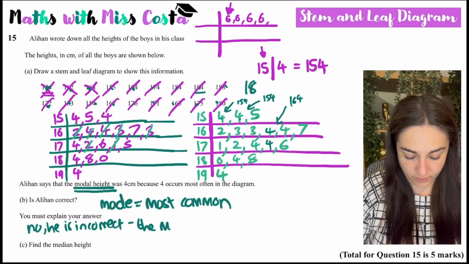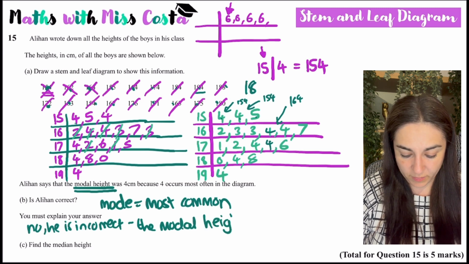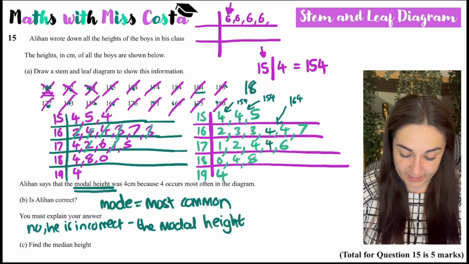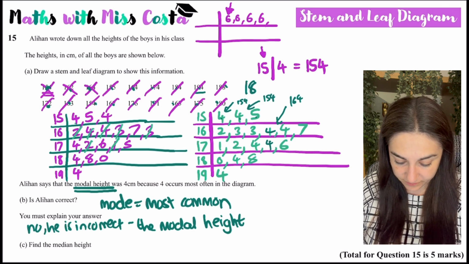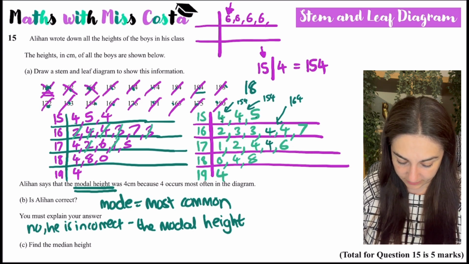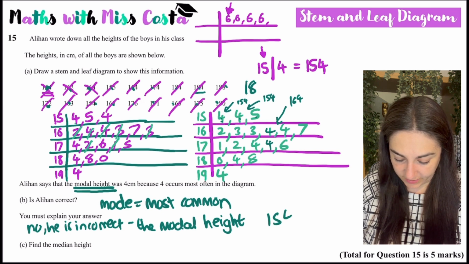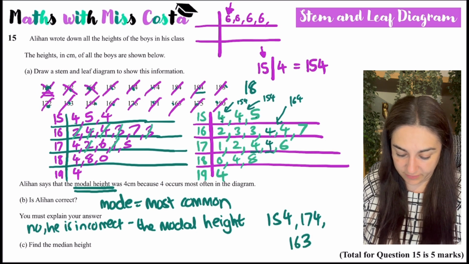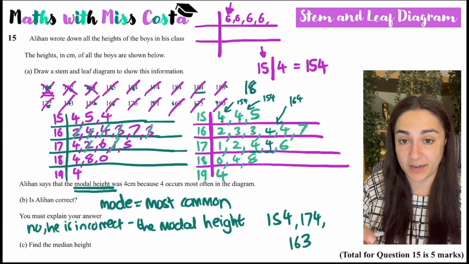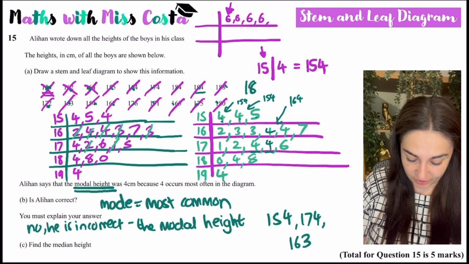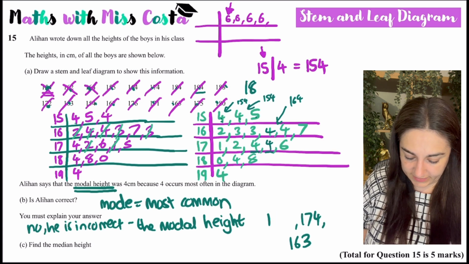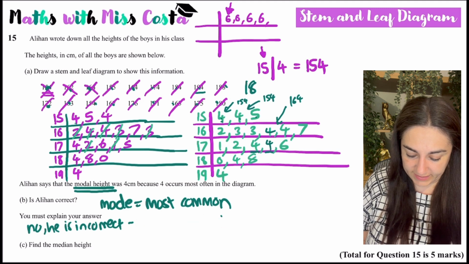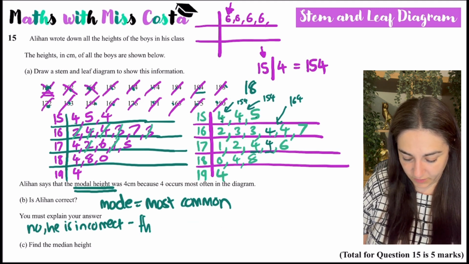The modal height is the most common value, so it's really helpful to actually identify it. So in this case we've got 154 appearing twice and also 174 appearing twice. Anything else? We've also got 163 appearing twice. So if you have more than 2 things appearing at the same frequency, then there is no mode. So actually we can't find a modal height. We just say there is no mode.